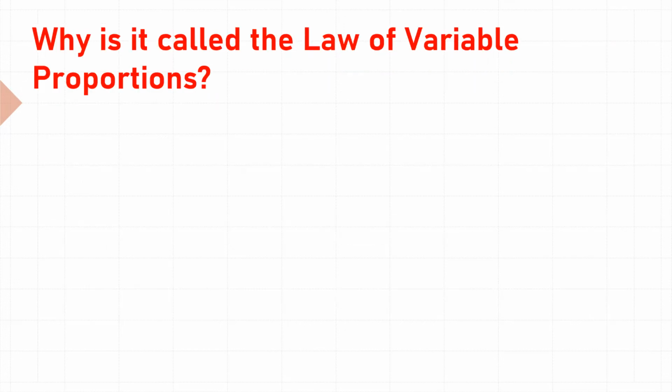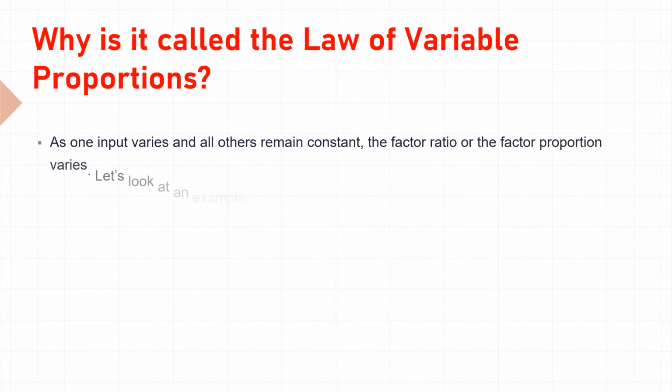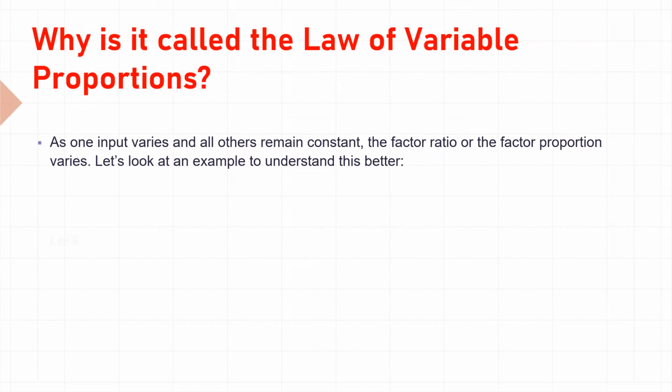Why is it called the law of variable proportions? As one input varies and all others remain constant, the factor ratio or the factor proportion varies. Let's look at an example to understand this better.